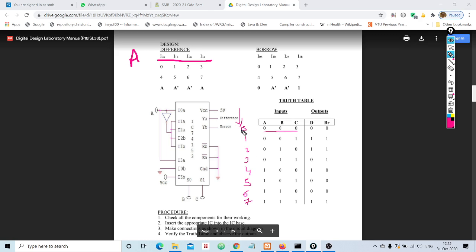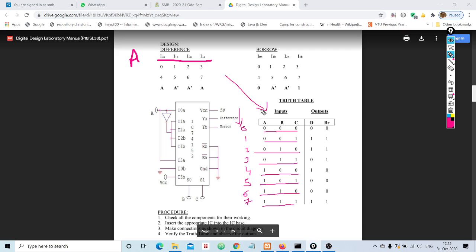000 in decimal equivalent is 0. 001 is 1. 010 is 2. 011 is 3. 100 is 4. 101 is 5, 110 is 6, 111 is 7. So these are nothing but the row index of this truth table. Clear?